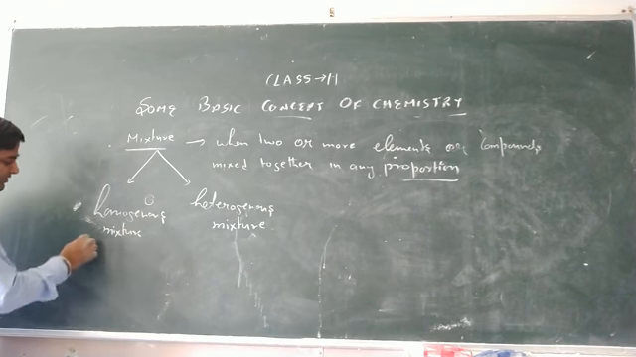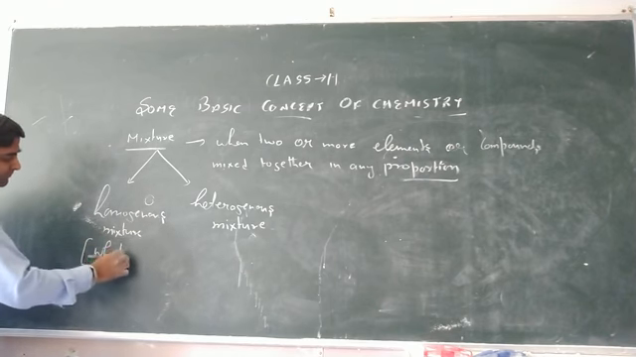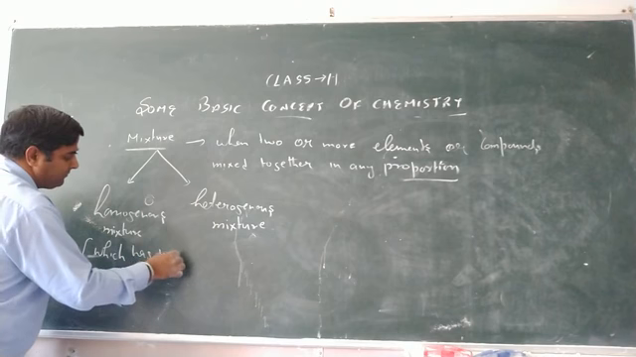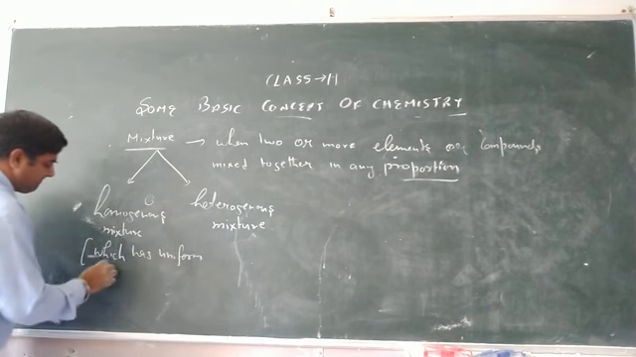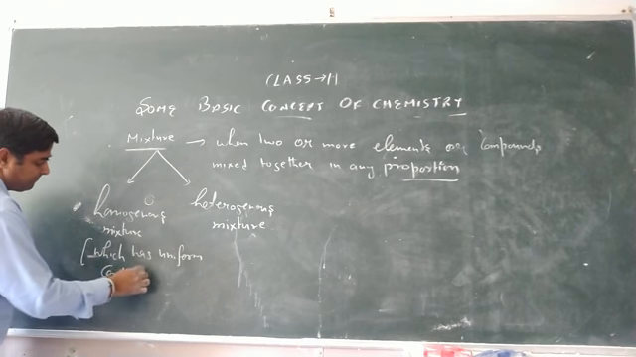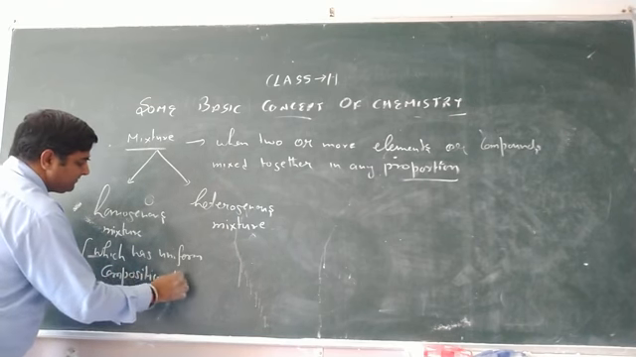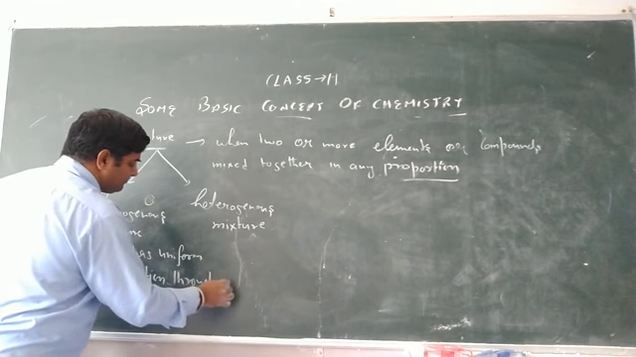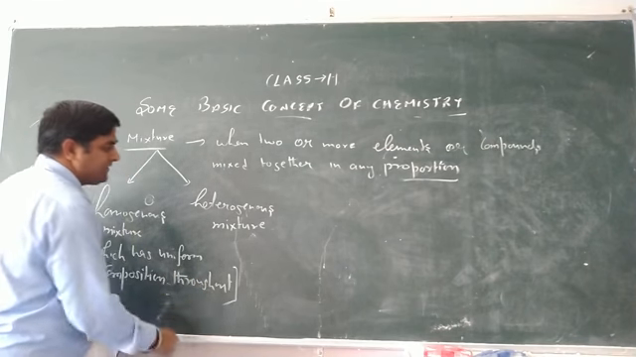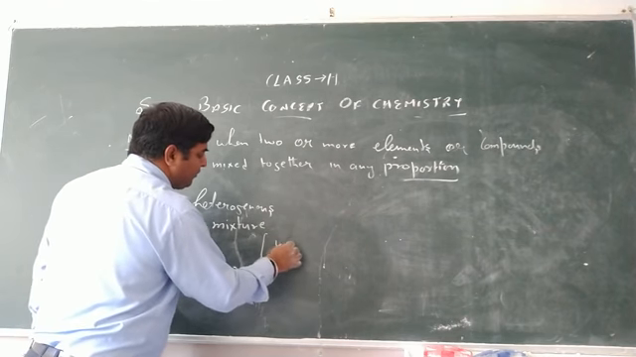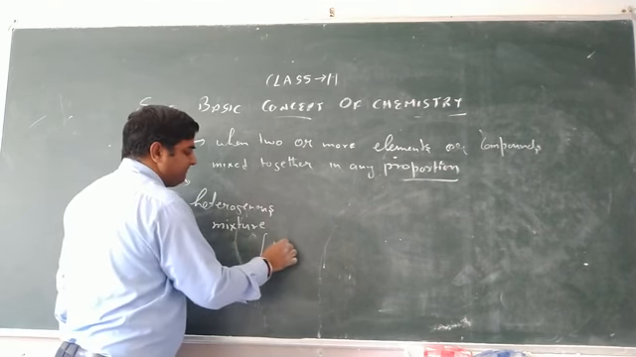So homogeneous mixture has uniform composition throughout, whereas heterogeneous has non-uniform composition.